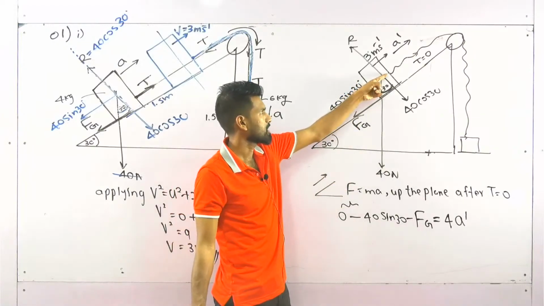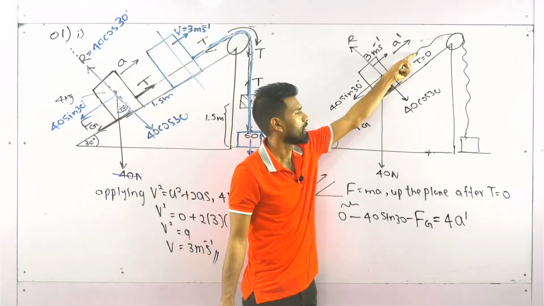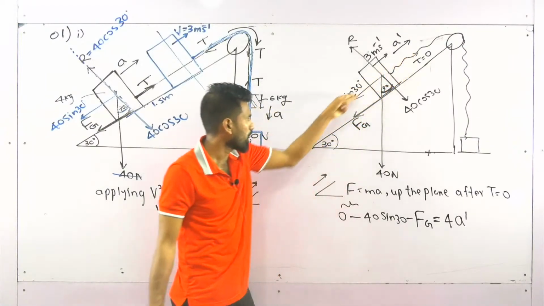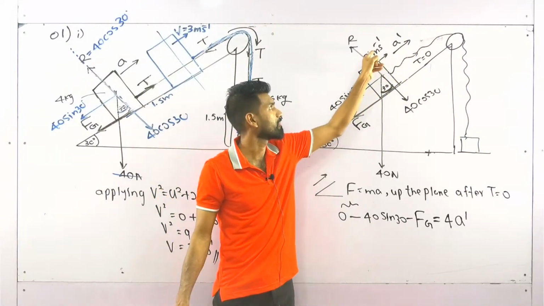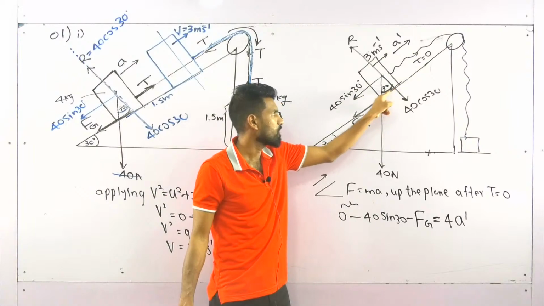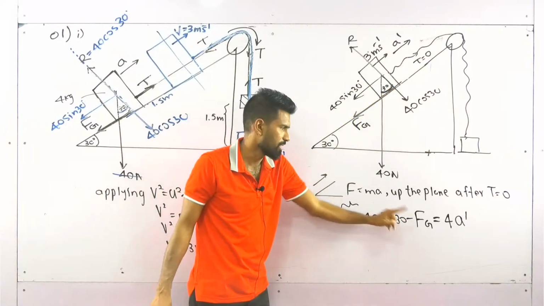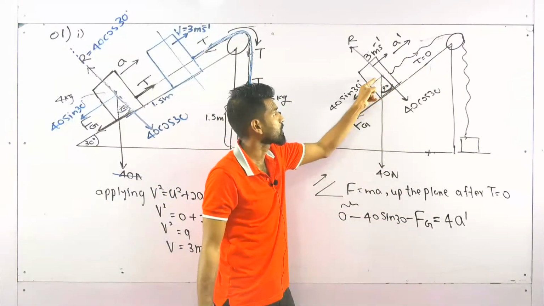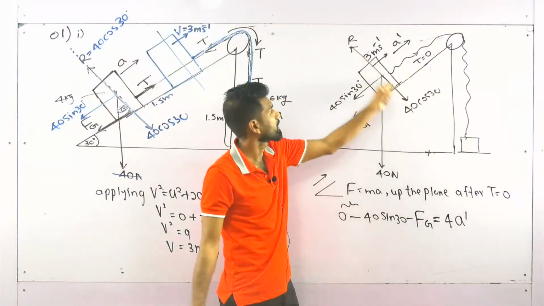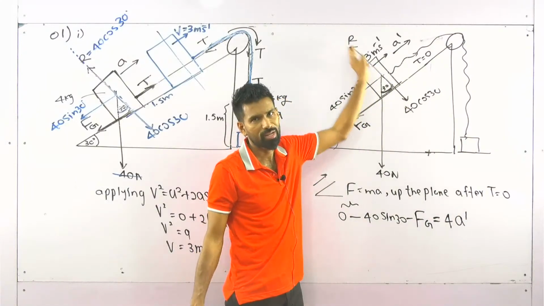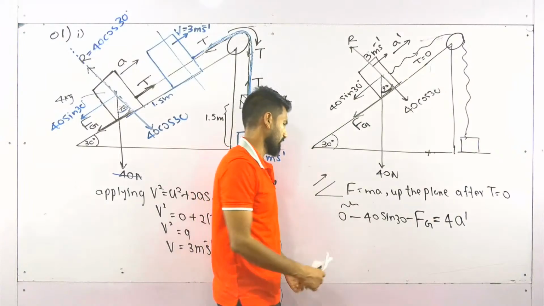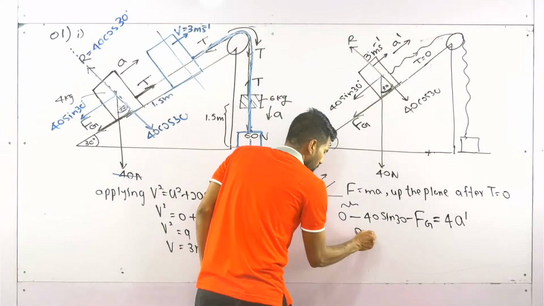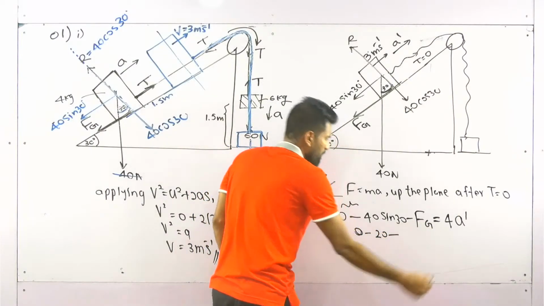What are the forces? There's no upward force, T is 0. Down the plane, 40 sin 30 is there. As the movement is in the up direction with the velocity, friction will be in the opposite direction. F minus 40 sin 30 minus friction is equal to 4a. The new acceleration up the plane is a. Forces perpendicular to this plane are neglected, R and 40 cos 30, as in the previous case. Okay, 0 minus 40 sin 30 is 20, minus friction.